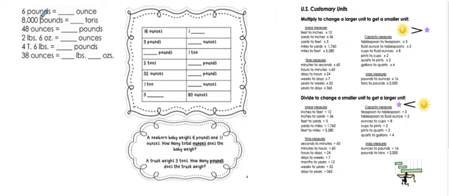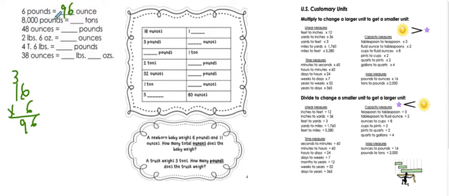So let's take a look up here. We're going to go from pounds to ounces, which is a large unit to a small unit. So pounds to ounces means to multiply by 16. So we're going to do 16 times 6, which is 96. So there's 96 ounces in 6 pounds.